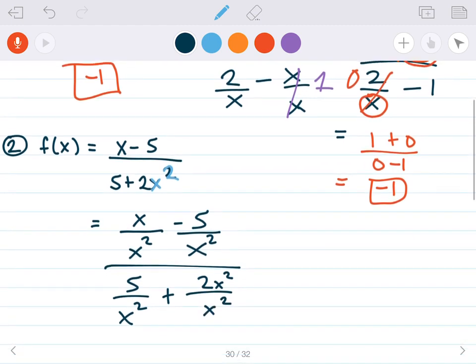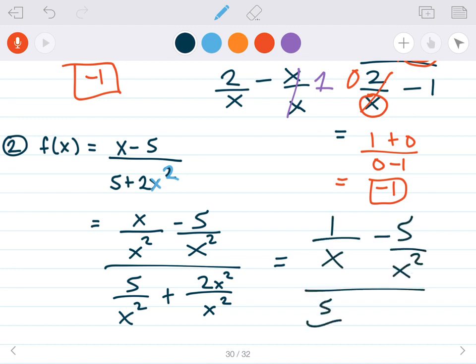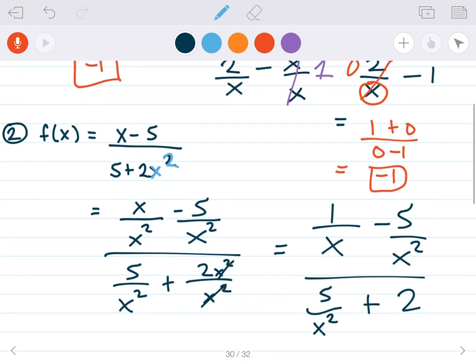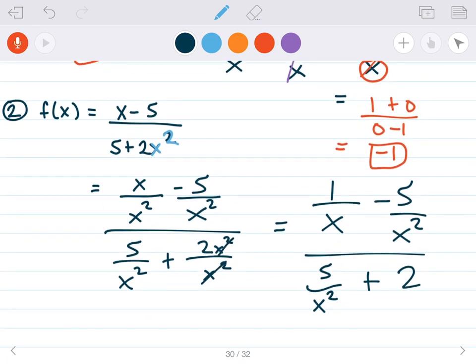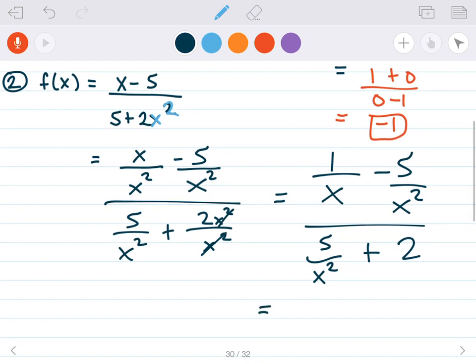And now we can simplify this. X over x squared is just 1 over x. And on the bottom, we end up with just 2 right here because these guys cancel out. All right? Okay. So now on top, when x gets huge, 1 over x goes to 0. When x squared gets huge, 5 over x squared goes to 0.